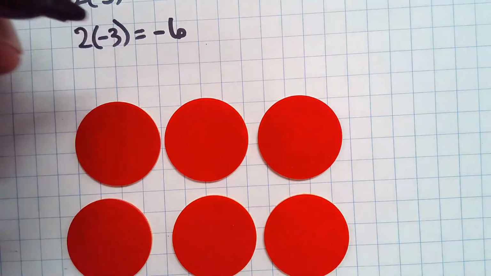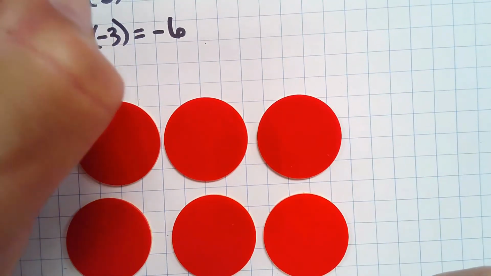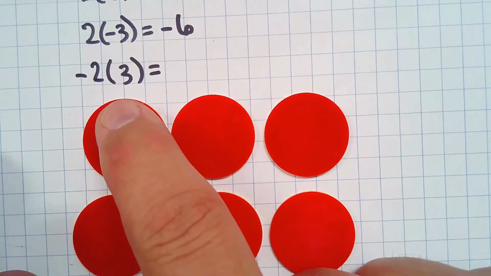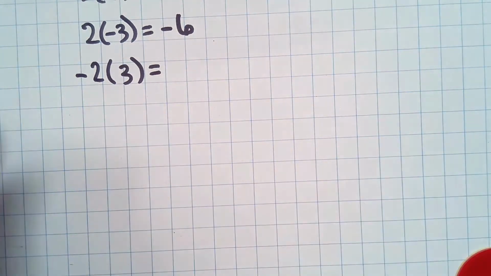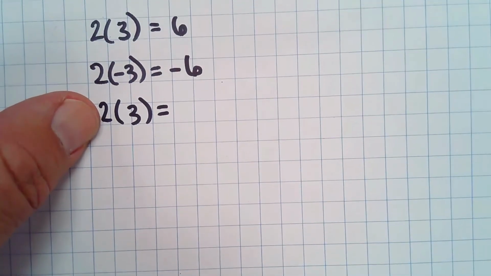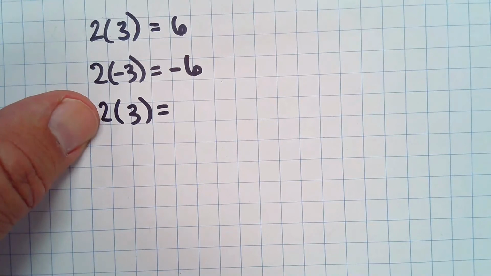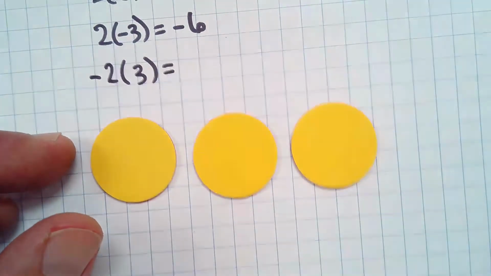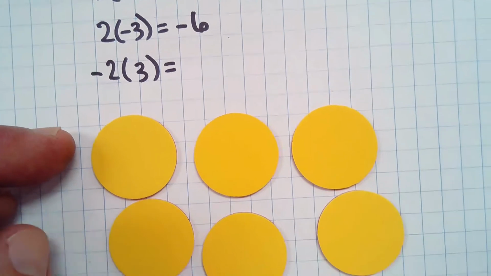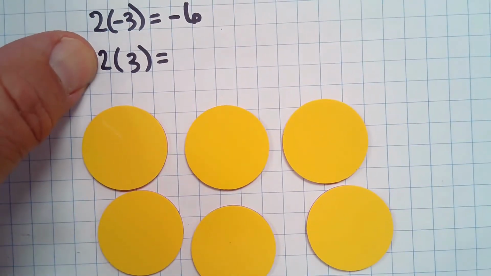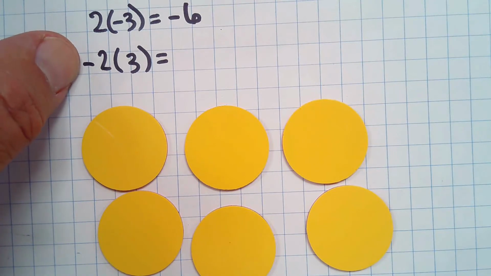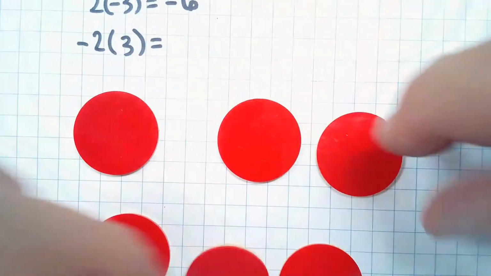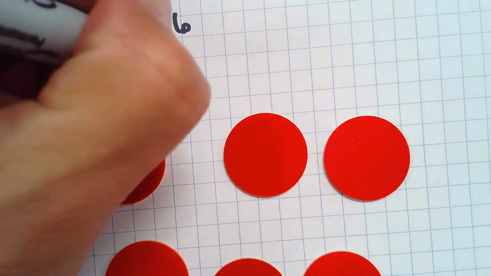Okay, well then, what about this? This means something a little bit different. Let's forget this here. We know that without this, it's the same as two groups of 3, right? So if I do this, I have 1, 2, 3, 4, 5, 6. So we know that this is two groups of 3, but this means the opposite of two groups of 3. So the opposite of this, you just have to flip them over. And that is still negative 6 right there. So these have the same answer.